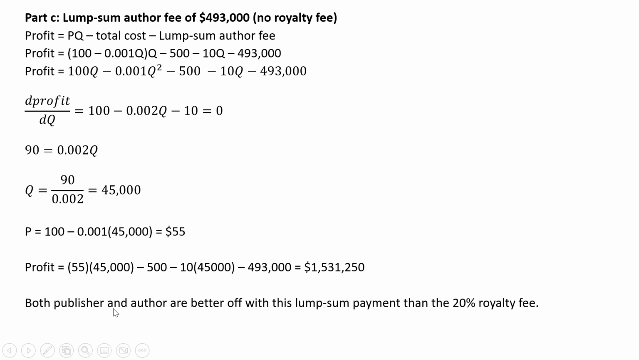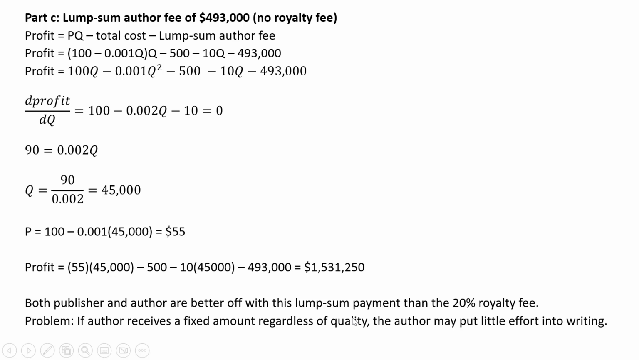So in this scenario, both the publisher and author are better off. The author is receiving more money under the lump sum fee than the 20% royalty fee arrangement. So in this case, both are made better off. One caveat, however: if the author receives a fixed amount regardless of quality, the author may put little effort into writing. Okay, I will stop here.